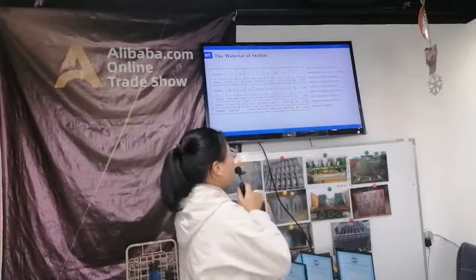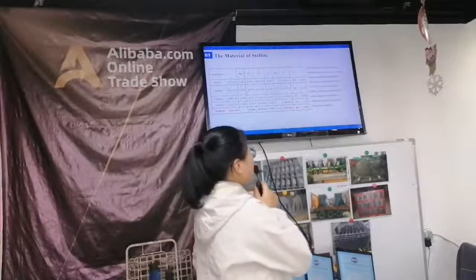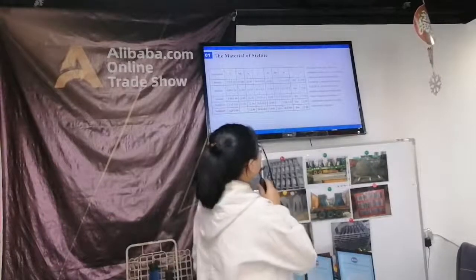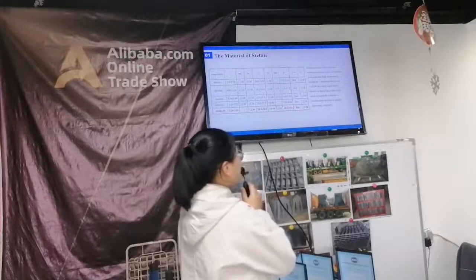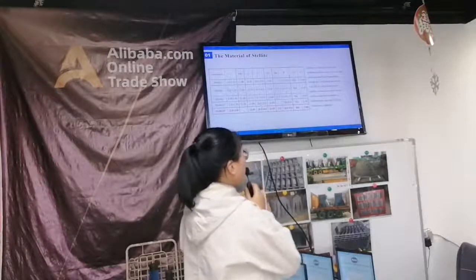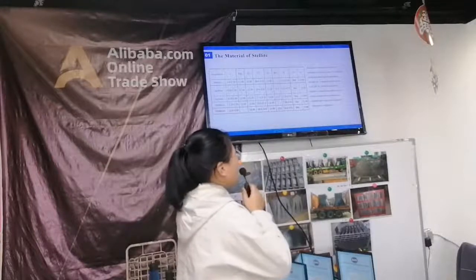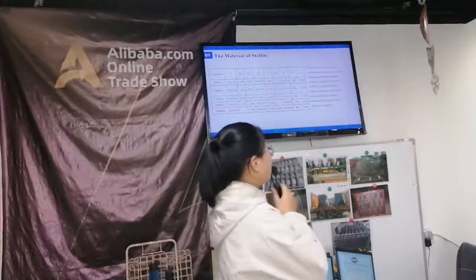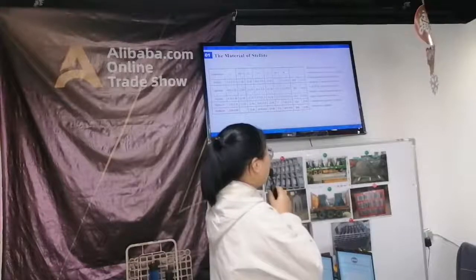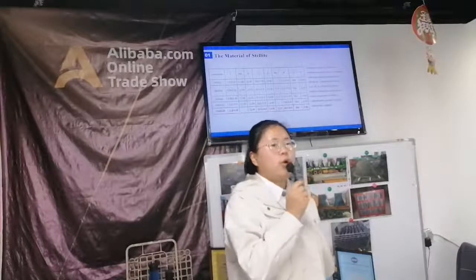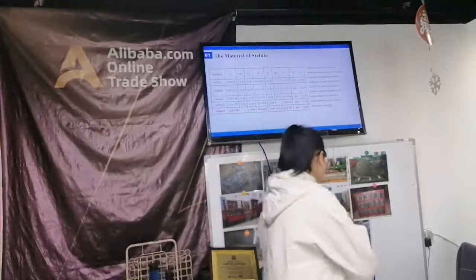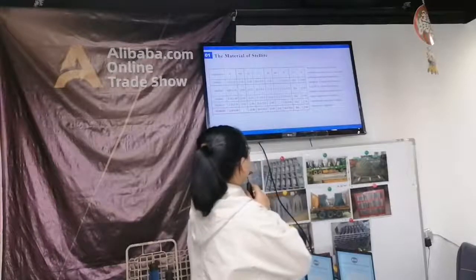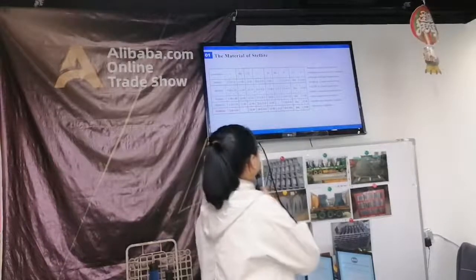First one, the material of Stellite. Stellite is a hard alloy that can withstand various types of wear and corrosion and high temperature oxidation, commonly known as cobalt chromium tungsten or cobalt-based alloy. Stellite has a base of cobalt as the main component. It contains a considerable amount of nickel, chromium, and tungsten. You can see this table is the chemical composition for Stellite.